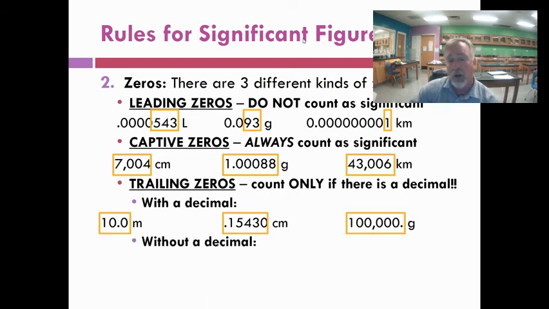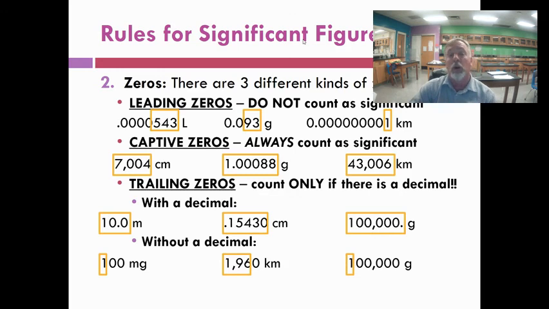Without a decimal point, the zeros do not count. If it's a trailing 0 with no decimal, it does not count, right? No decimal, no count. No decimal, no count. There are only 3 sig figs. No decimal, no count. Only 1 sig fig. Yes decimal, yes count. So hopefully that helps a little bit as we're thinking about significant figures for the quiz tomorrow.